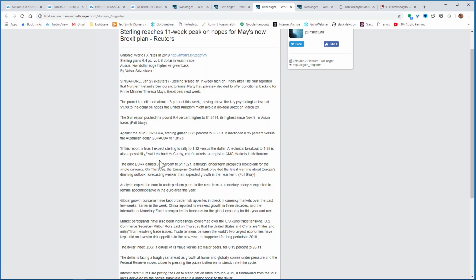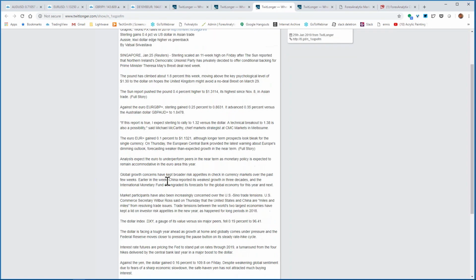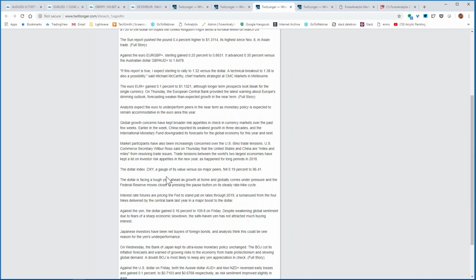If this report is true, I expect sterling to rally to 132 versus $1, said Michael McCarthy with CMC Markets. The euro gained to 113.21, although longer-term prospects look bleak for the single currency. On Thursday, the ECB provided the latest warning about Europe's dimming outlook. Analysts expect the euro to underperform its peers in the near term as monetary policy is expected to remain accommodative.